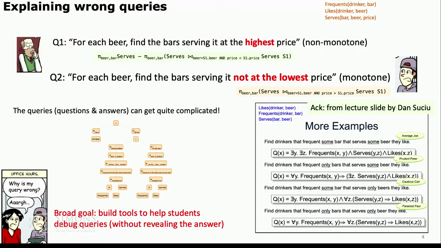So the broad goal of this project that we have been working on for a while is to build tools to help students debug queries, without revealing the solution, of course. So how about an autograder? Like Gradescope, we do use an autograder.